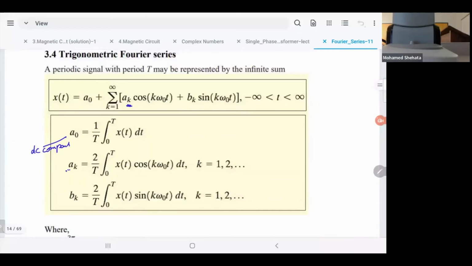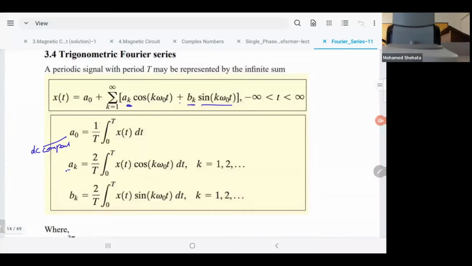And K changes from 1 to infinity because we have A1 cosine omega t, A2 cosine 2 omega t, A3 cosine 3 omega t, and so on. You could substitute by K from 1 to infinity in general. Plus BK, the amplitude of the sine term, sine K omega t, also from 1 to infinity. But the interesting thing, they found out that every time you get higher harmonics, the amplitude gets smaller. Like A1 is the highest one. Then you find A2 smaller, A3 smaller.